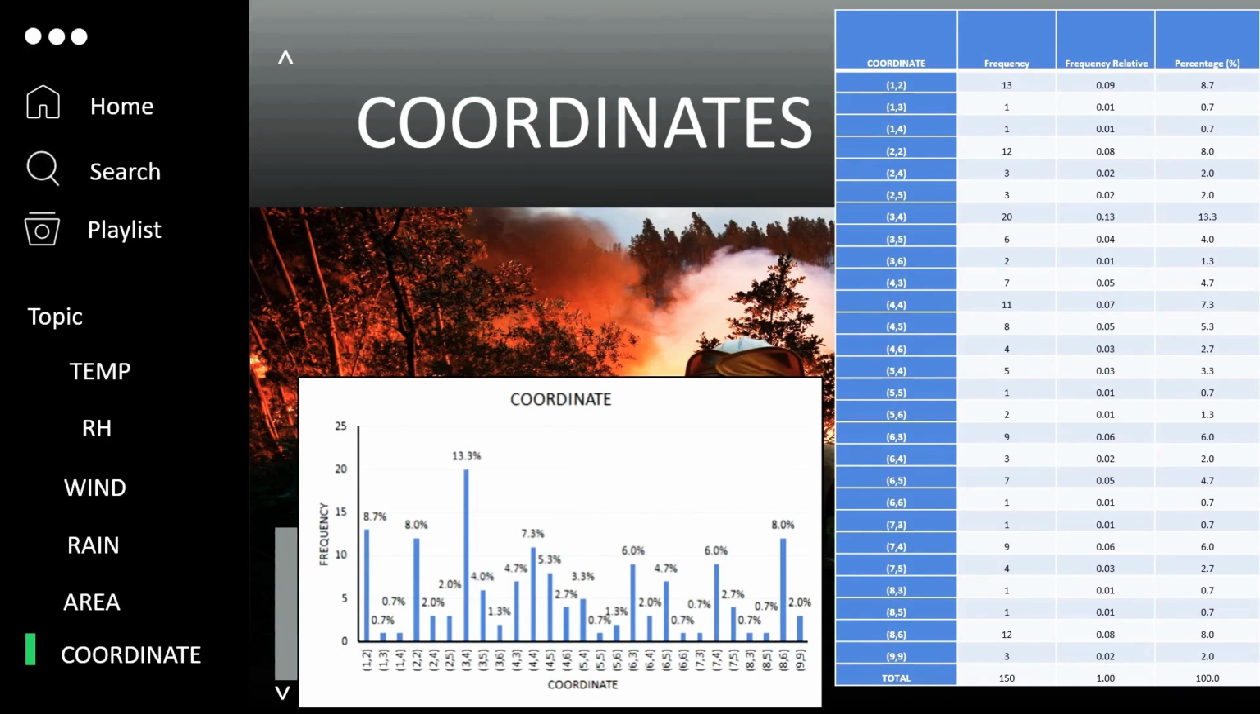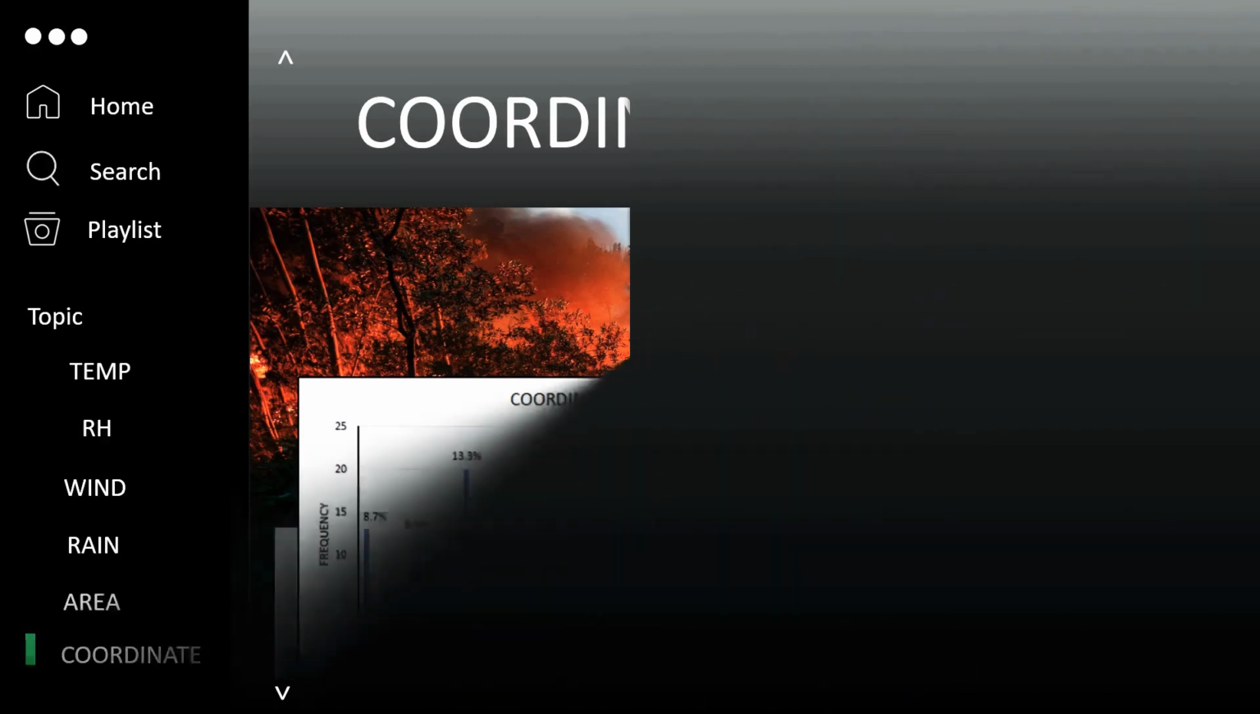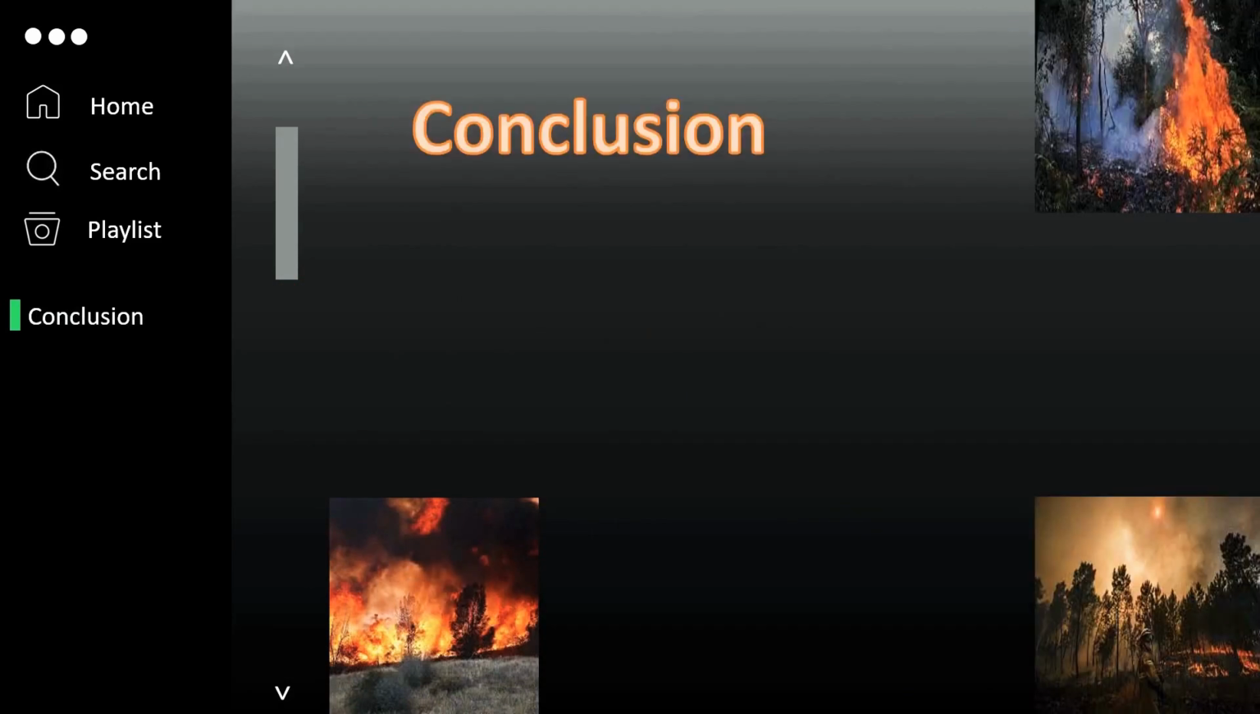Based on the table and figure above, the highest total frequency and percentage among all coordinates in bracket x and y is coordinate 3, 4 that represents 20 of the total frequency and the percentage is 13.3%. The coordinates 1, 3, 1, 4, 5, 5, 6, 6, 7, 3, 8, 3, 8, 5 are the lowest total frequency and the percentage among all coordinates, which is 1 and 0.7%.